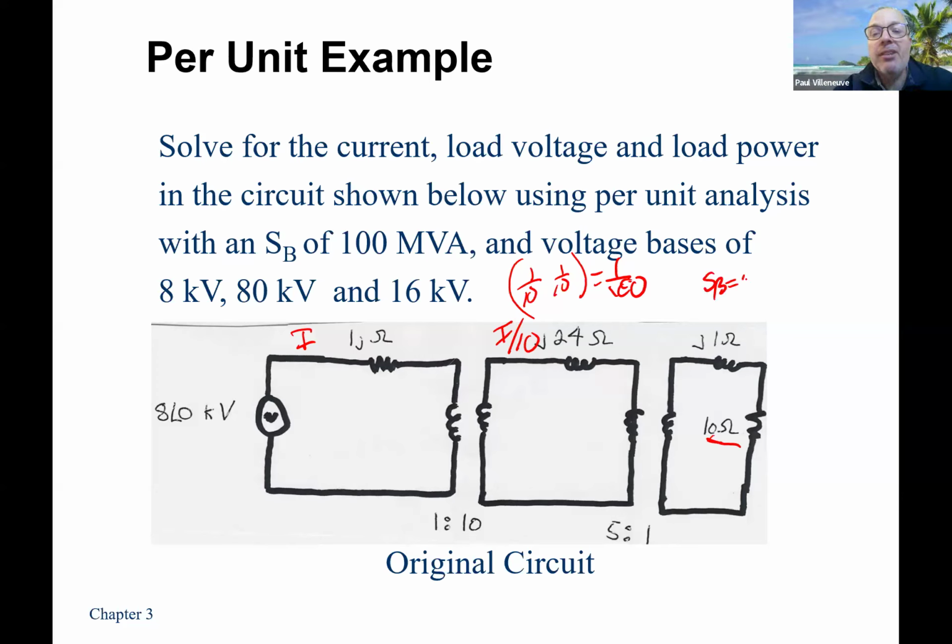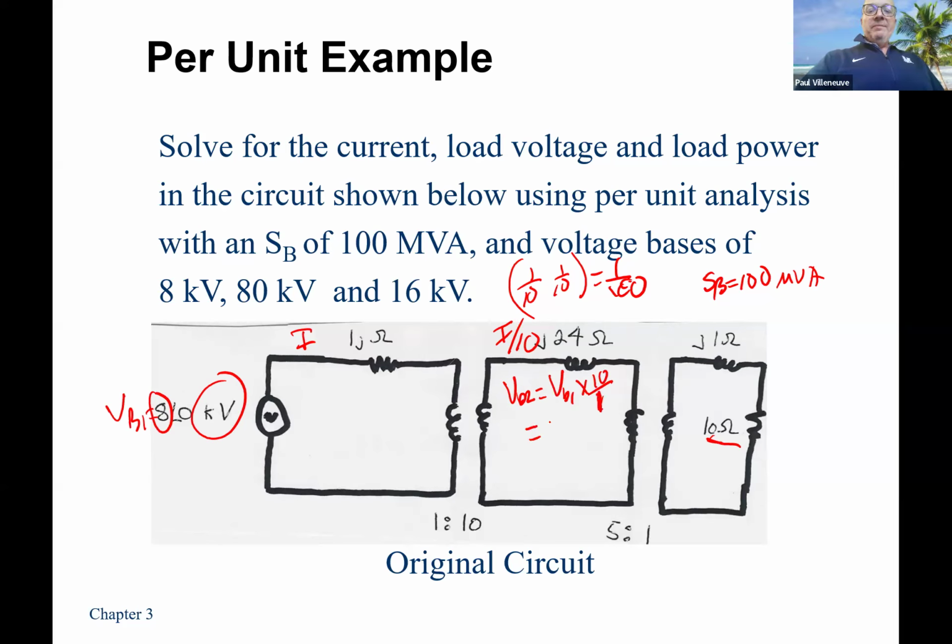So I pick my system base of 100 MVA. And I'm going to pick V base 1 equal to, not 8 at an angle of 0, but 8 kV. Now, VB2 is going to be equal to VB1 multiplied by the turns ratio. So that's 80 kV. I calculated that value. I didn't get to pick it. I actually calculated it.